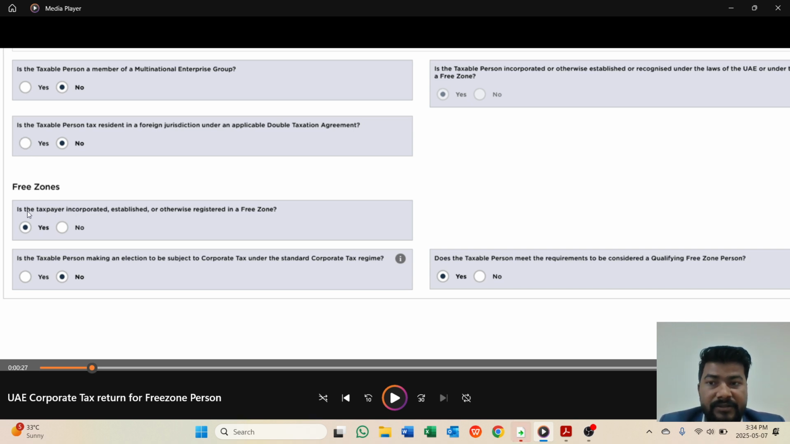Now, free zone person: is your company registered in a free zone? Here you put yes. Now look, this asks whether the taxable person is making an election to be subject to the standard tax rate. If you select yes here, then the qualifying free zone person benefit will be lost. So you have to select no. Then it asks whether the 6 conditions I explained earlier are satisfied or not. You have to say yes and then move forward.